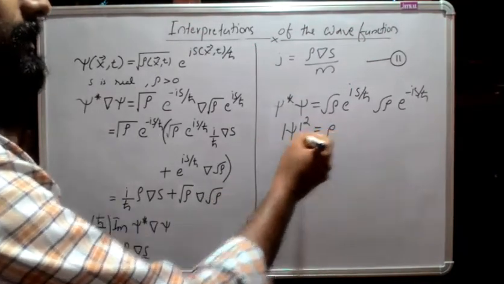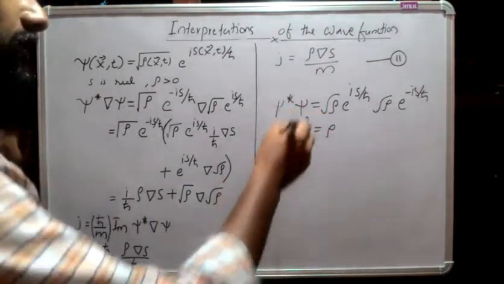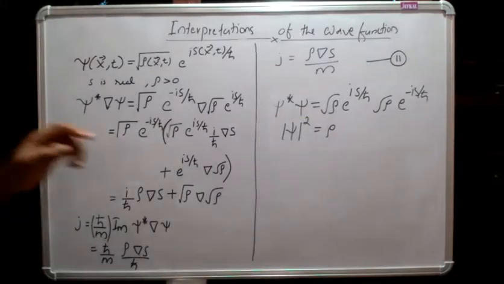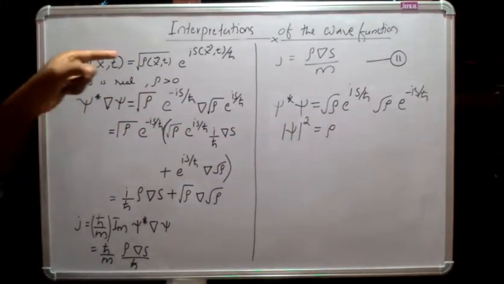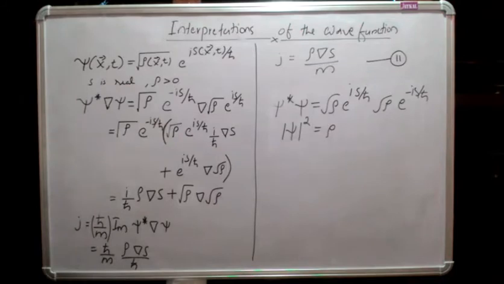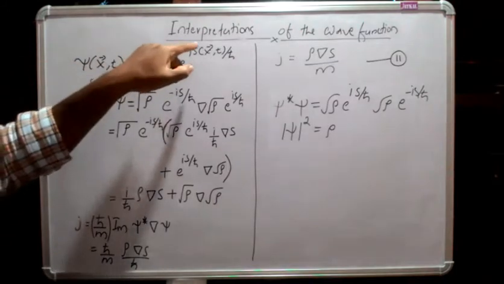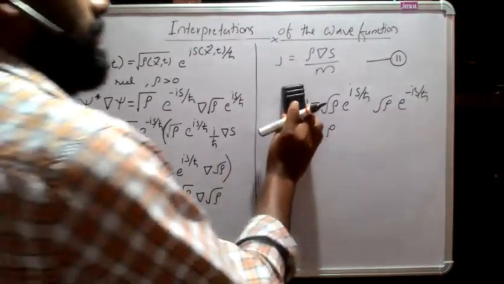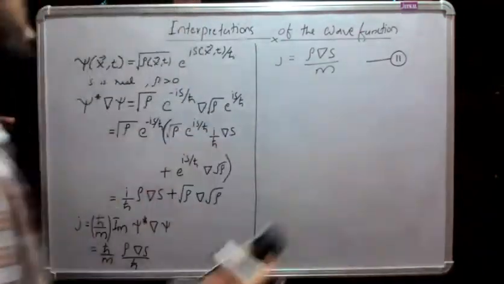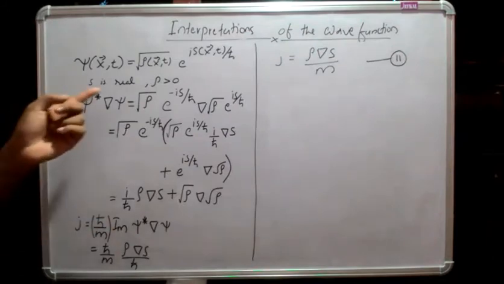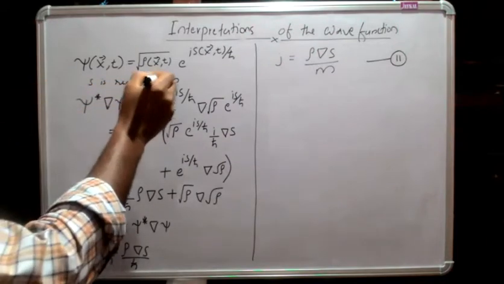Okay, so this is our definition. The probability density is the square of the mod of the wave function. So our definition is right, even if we write it in this form. So we can write the wave function as under root rho e raised to i s over h cross. Okay, the condition is s should be real and rho is greater than 0.